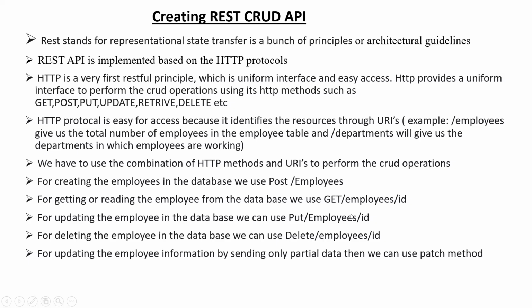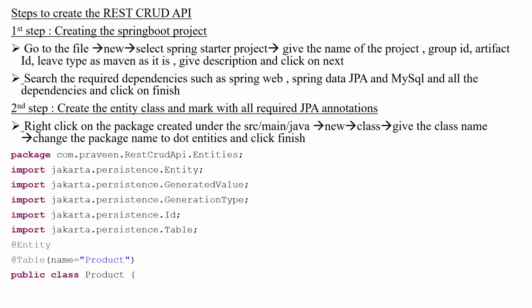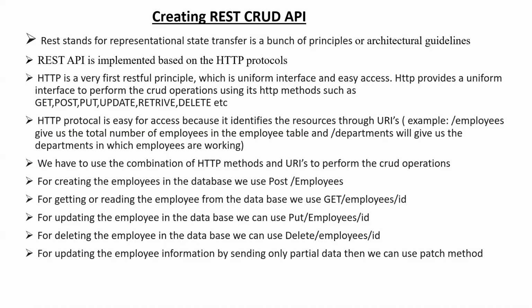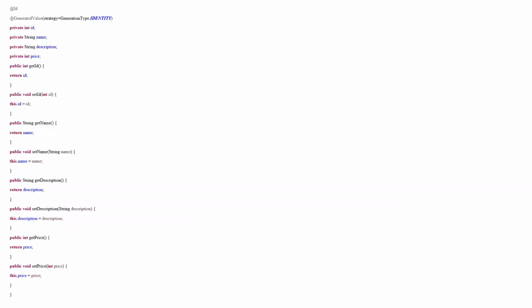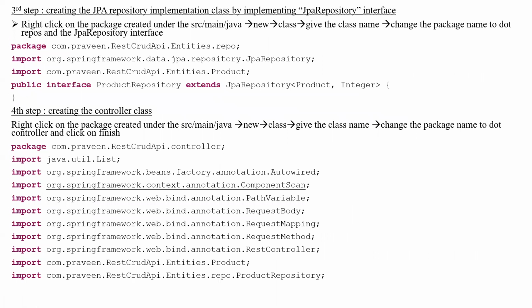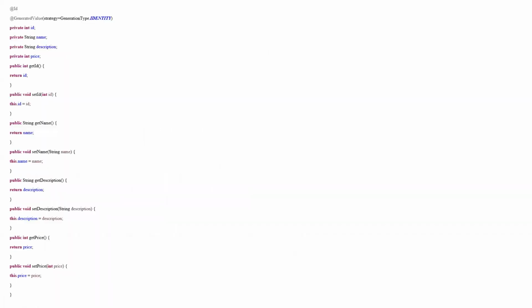So we have to use these HTTP methods with the URIs. We have to use a combination of both HTTP methods and the URIs in the REST CRUD API. Guys, the same methods I created last time for the in-memory database, here also are the same. There will be slight modifications.